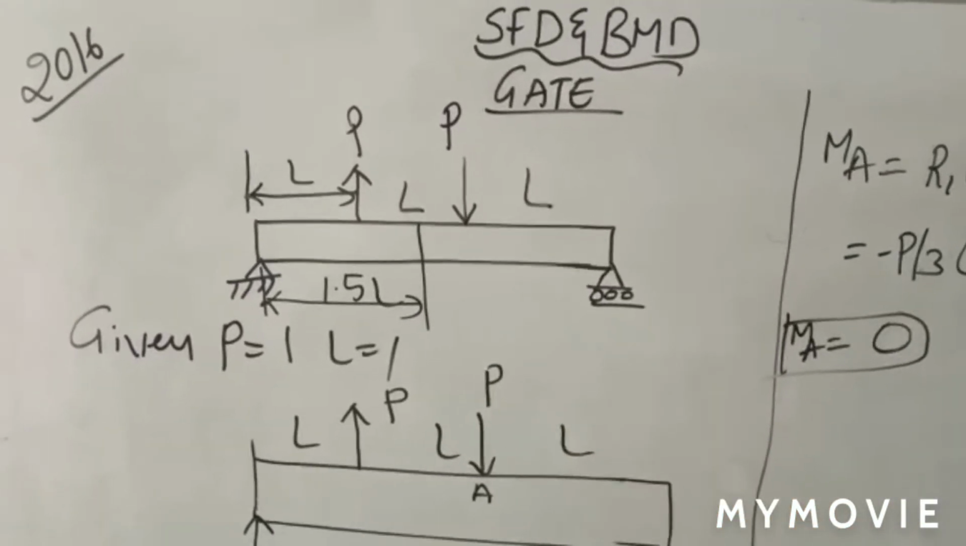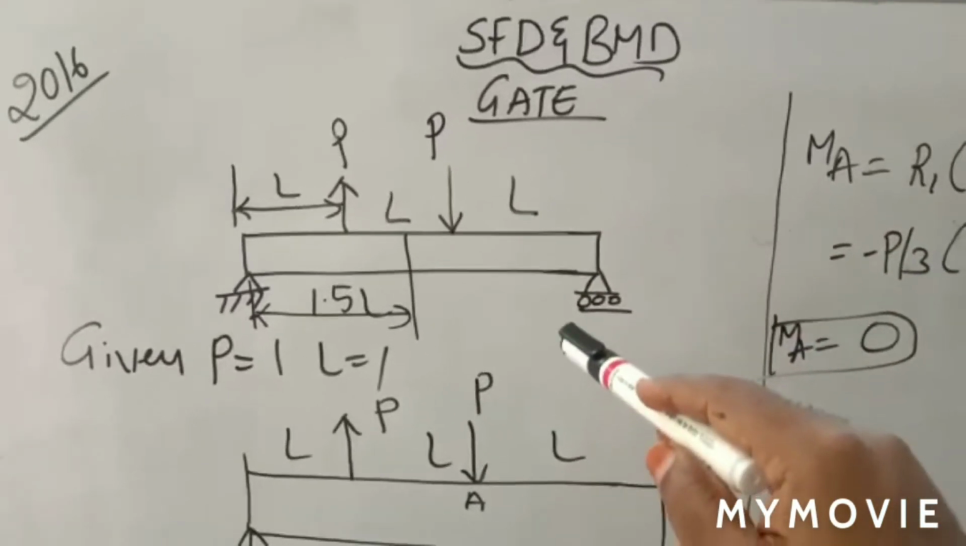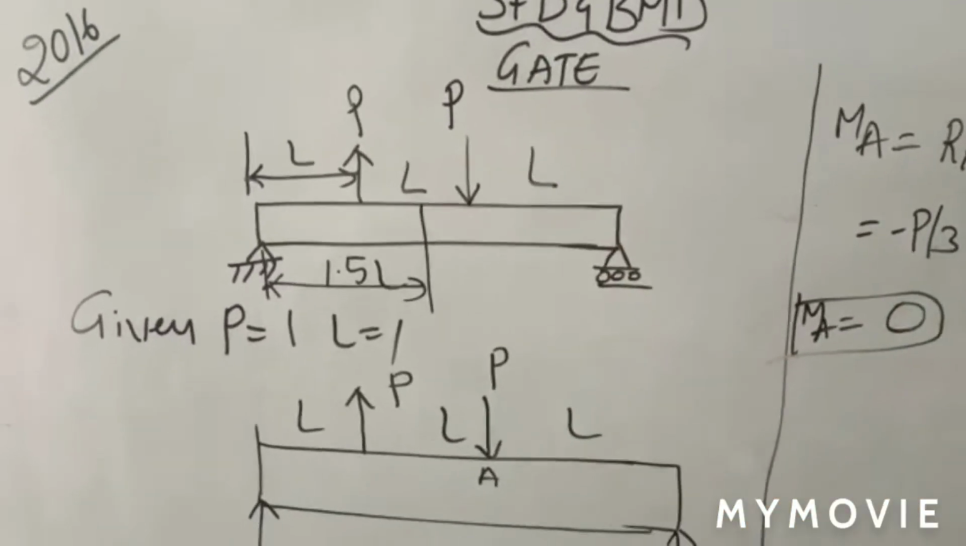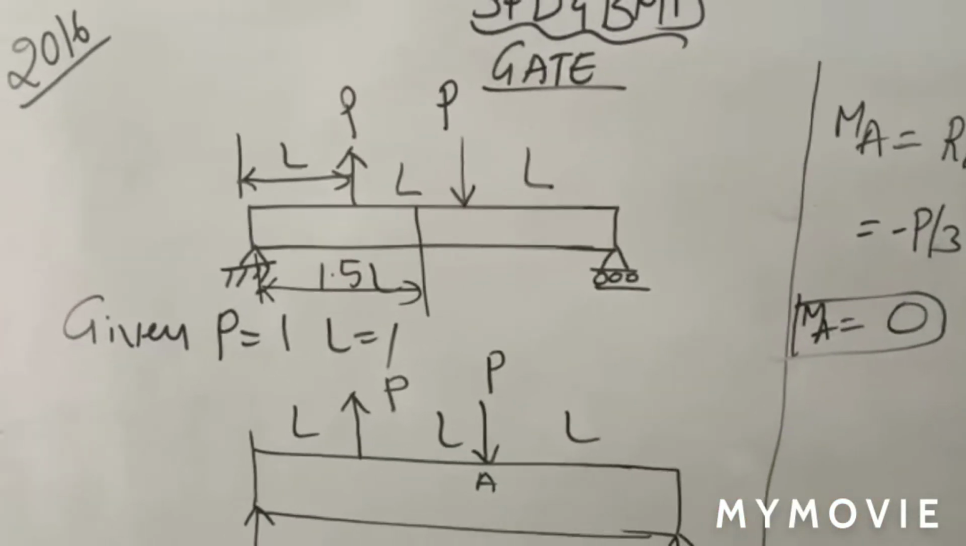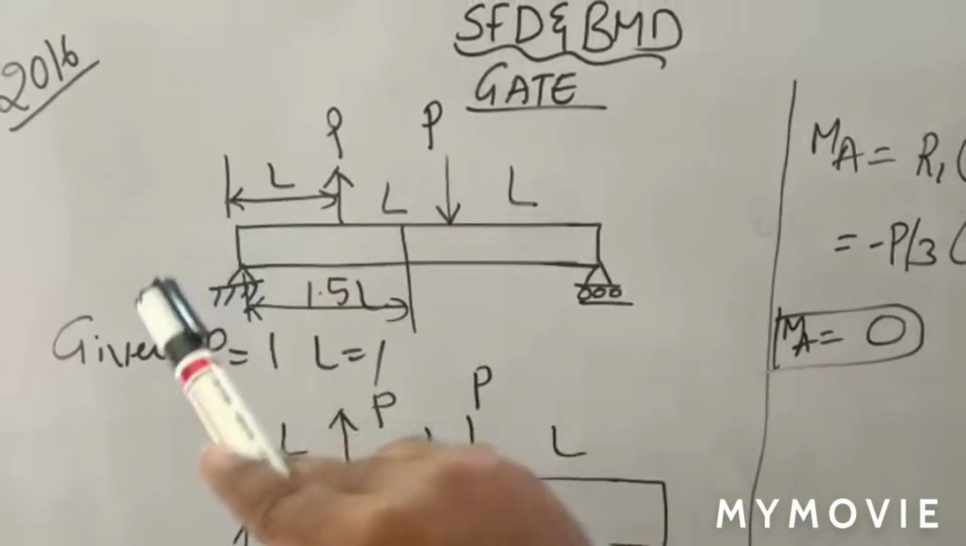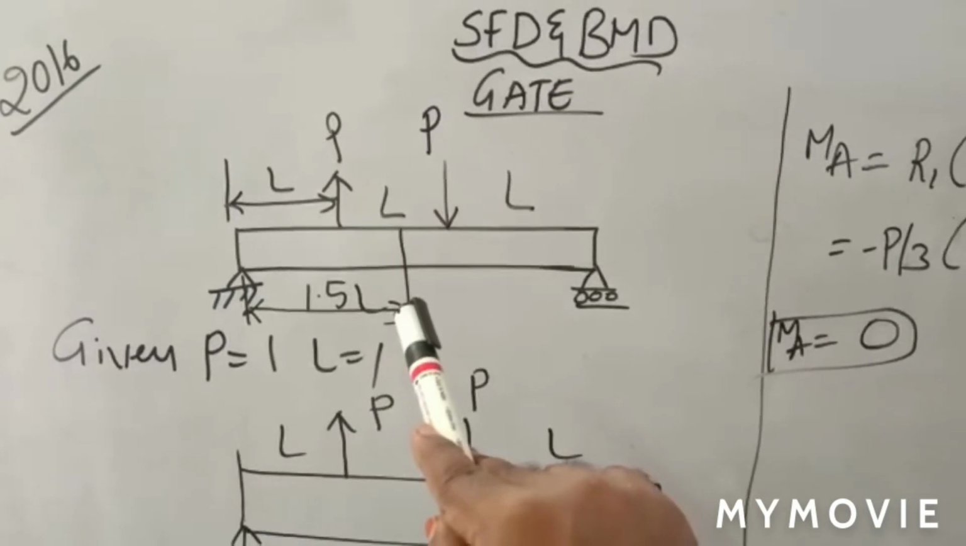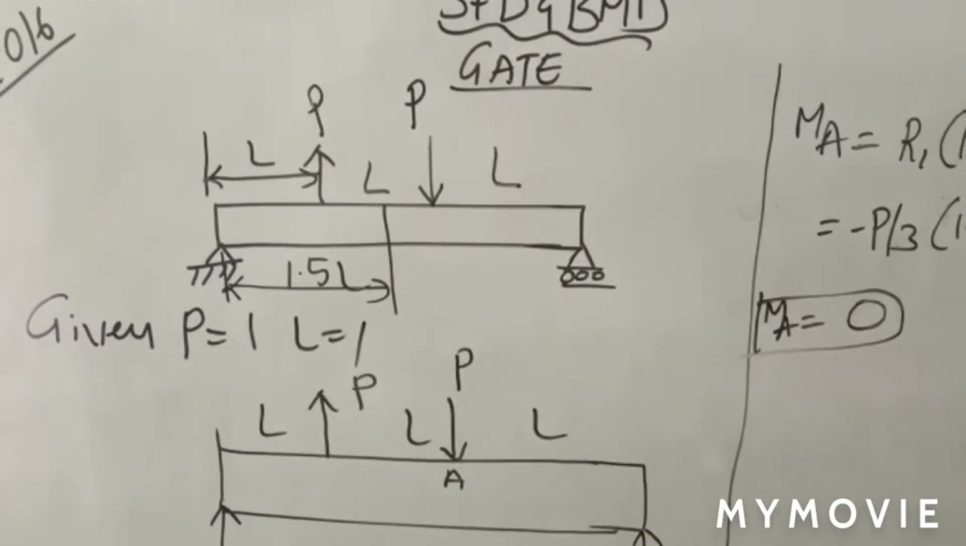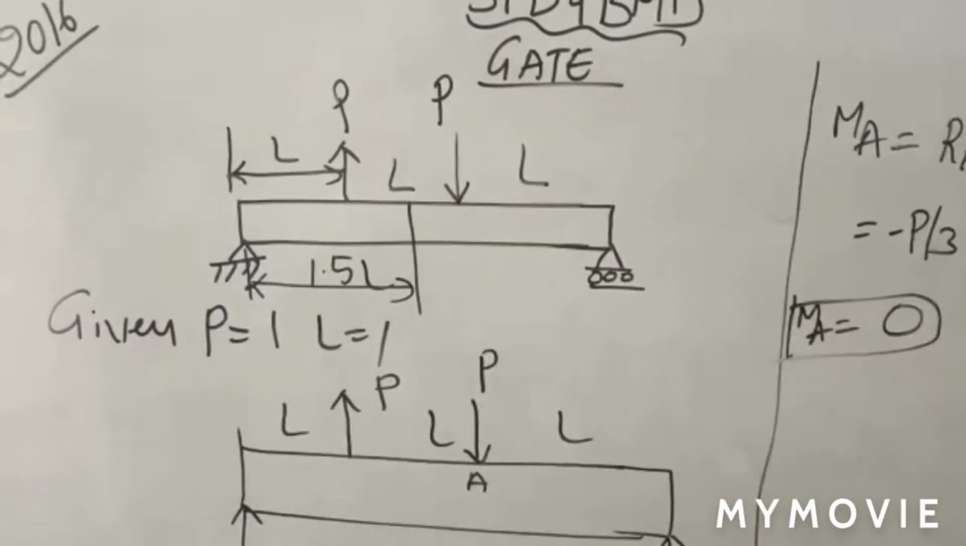In the problem itself it is mentioned, and you are supposed to calculate at a distance of 1.5 what is the bending moment value from your left end. That is your question, right? At a distance of 1.5 meters from your left end, what is the bending moment? That is what you are supposed to calculate.